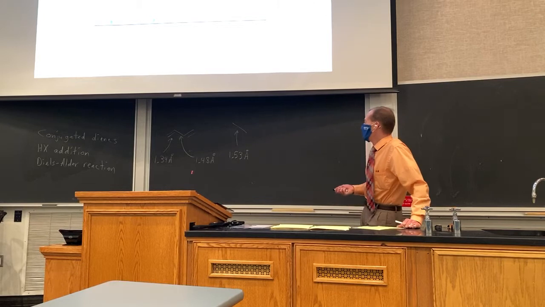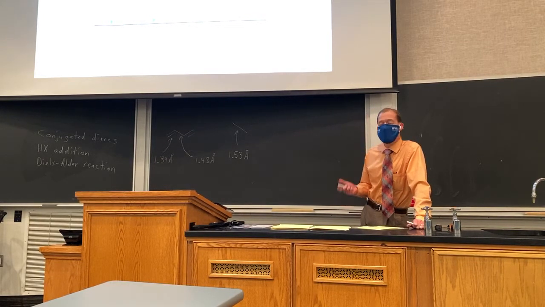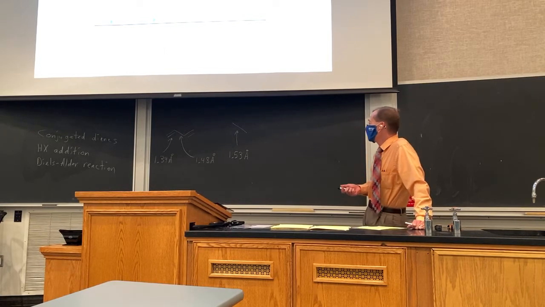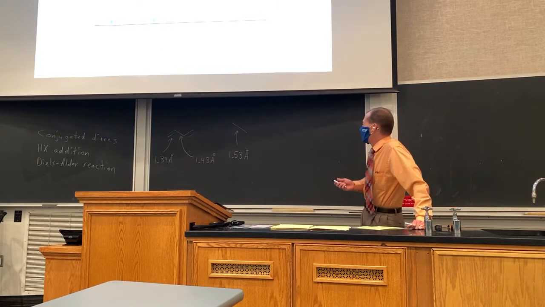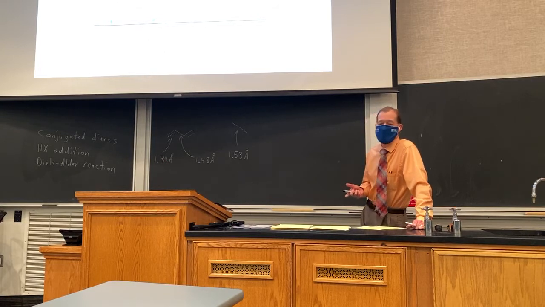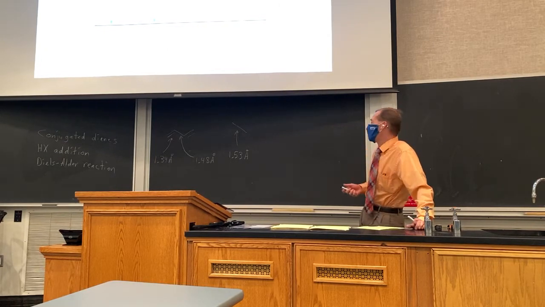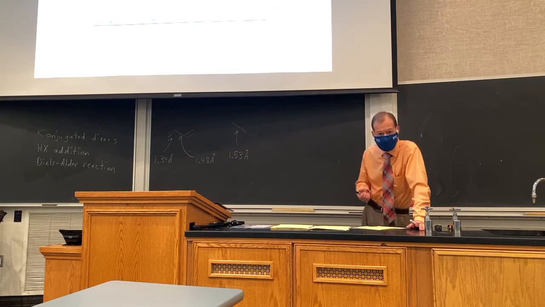So I've drawn here on the board the structure of 1,3-butadiene, our simplest conjugated diene. And I've drawn the bond lengths in. The bond length of the carbon-carbon double bond in 1,3-butadiene, 1.34 angstroms, is exactly the same as the carbon-carbon double bond length in ethylene. So it's a normal carbon-carbon double bond length.